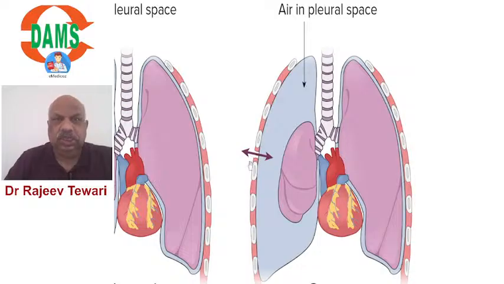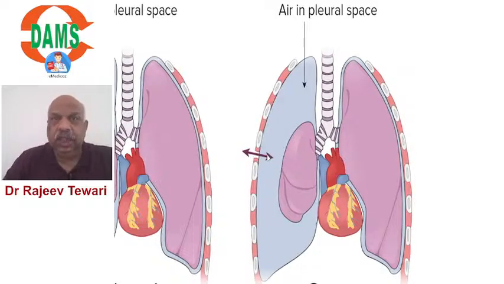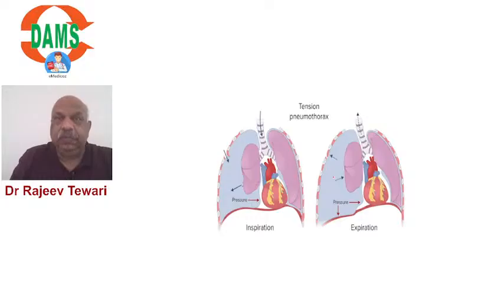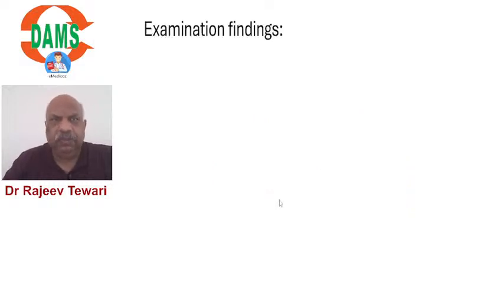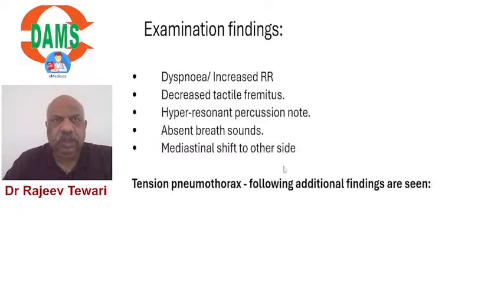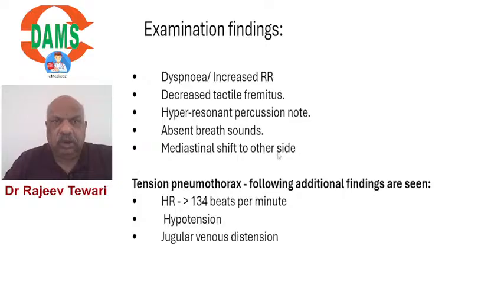And this is open, the air comes from outside. And this is tension pneumothorax, where the pressure is so high that the heart gets compressed, the vena cava gets compressed, and it can even cause obstructive shock, and it can cause many more problems. This I'll leave. Mediastinal shift to the other side and dyspnea, and you all know this heart rate.